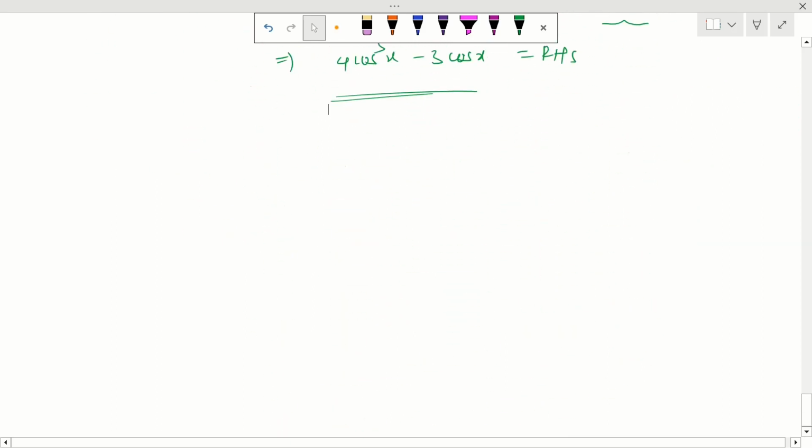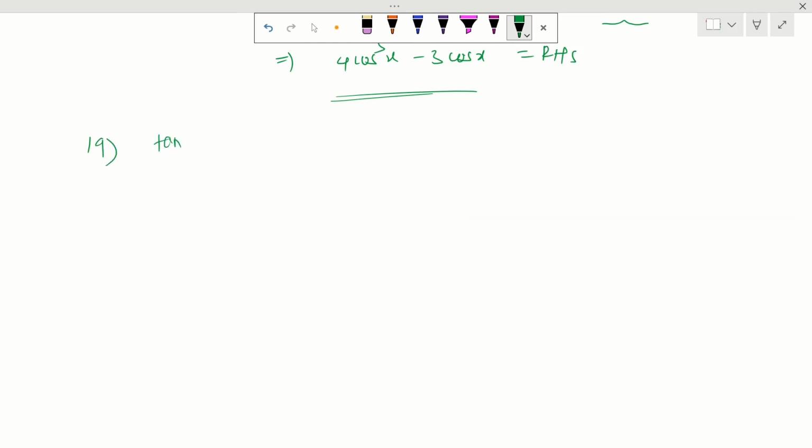Now come to the 19th one. In the 19th one we need to prove tan 3x equals 3 tan x minus tan cube x divided by 1 minus 3 tan square x. We need to show this one. So as here also, we write tan 3x as tan of 2x plus x.